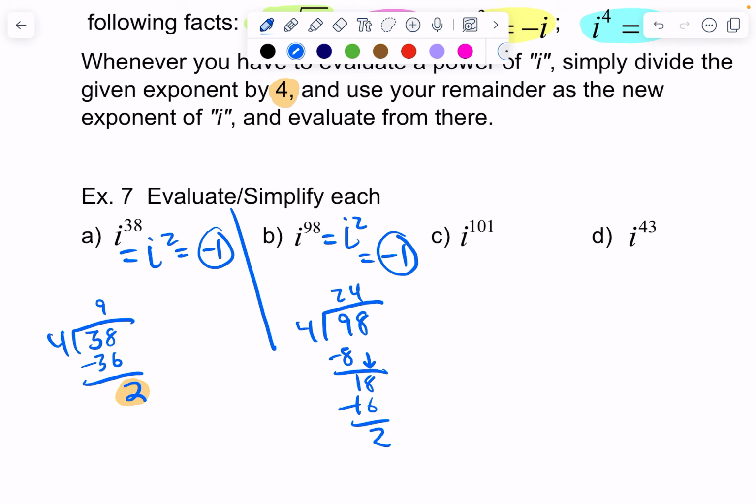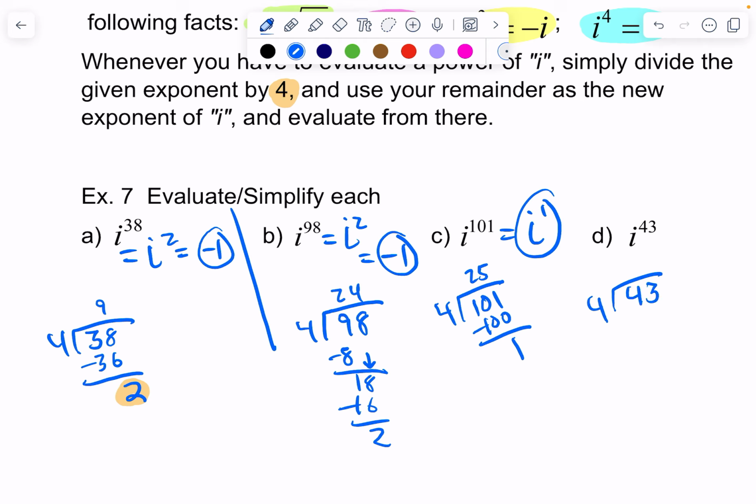i to the 101st. Well, when I go ahead and divide 101 by 4, I get 25.25. So that means when I go in 25 times, I'm going to have 1 left over. So that means I have i to the 1st power left over. And then i to the 43rd, well, 4 goes into 43 10 times evenly with 3 left over. So that means that my answer is i cubed, which is negative i.